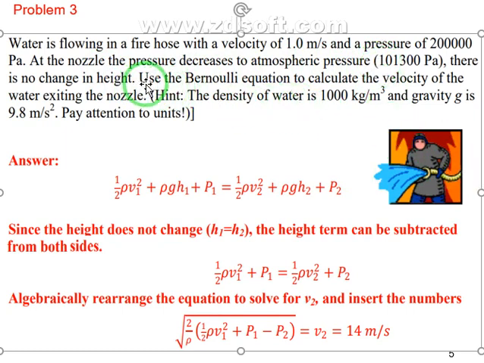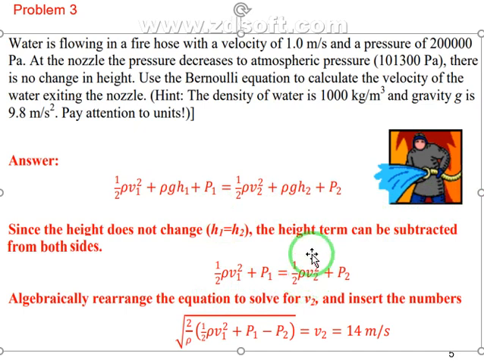And we need to assume that there is no change in the height, this level, horizontal. So we need to use Bernoulli equation to calculate the velocity of water exit at the nozzle here, right? So density, gravity, all these issues. So we apply Bernoulli equation. We still have velocity at the nozzle and velocity at the fire water tank, right? So we're going to keep V1 and V2.